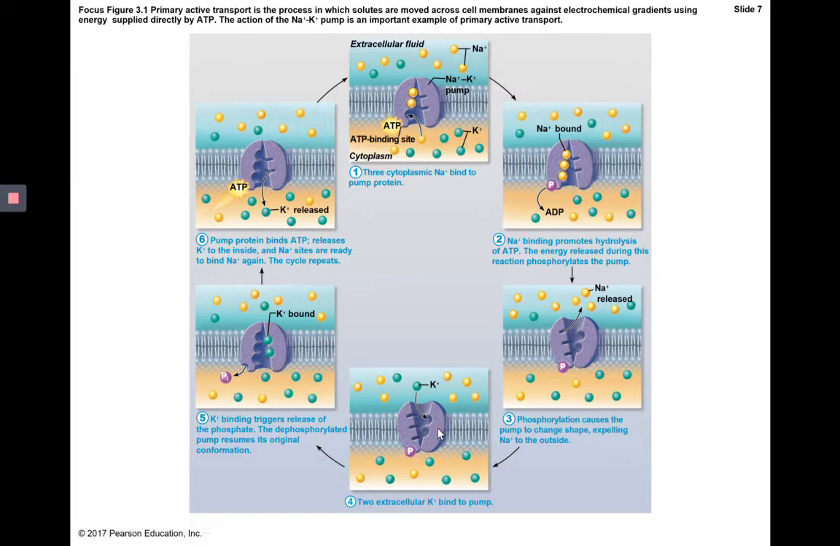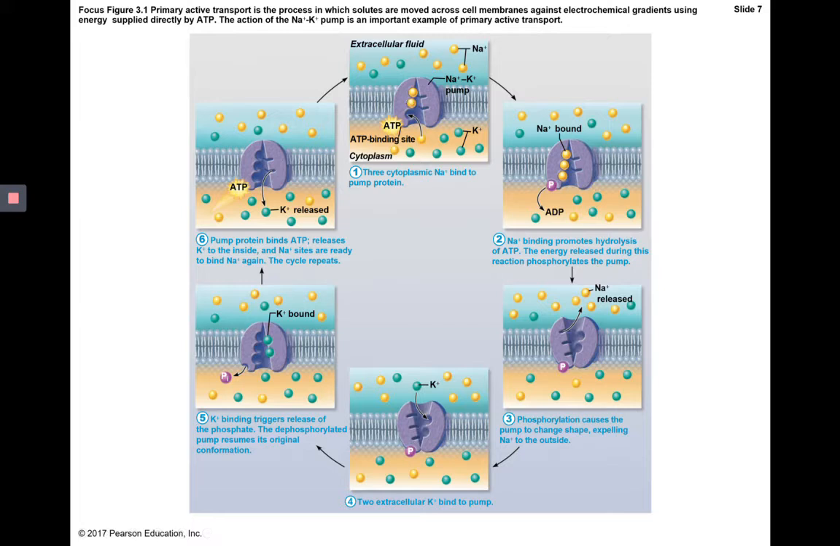When the phosphate is removed after 2 potassium from the extracellular environment have bound to the pump, that's when we'll get a shape change that brings those 2 potassium into the cell, because that shape change will open the pump back up to the inside of the cell, and that way the potassium can be released. Then the process gets to start all over again, because the inorganic phosphate leaving leaves space for a new ATP to bind, and then we start all over again.